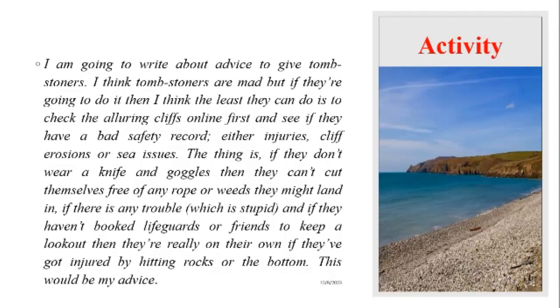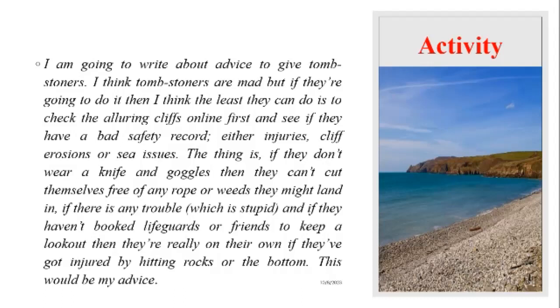And then it says, and see whether they have a bad safety record. And then there's a semicolon here, either injuries, cliff erosions, and sea issues. Now, those are examples. You already wrote and see whether they have a bad safety record. That is a point. That is enough. You don't need to give examples of the bad safety record. Don't need to tell us injuries, cliff erosions, and sea issues. So the moment you express a point in your summary, don't give examples of that point. A summary does not establish any point. It simply states the point.